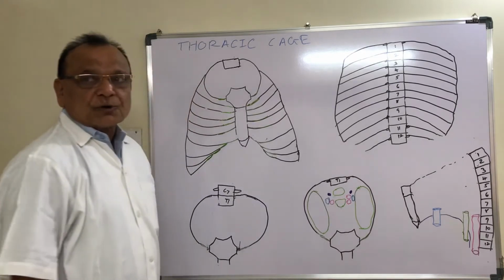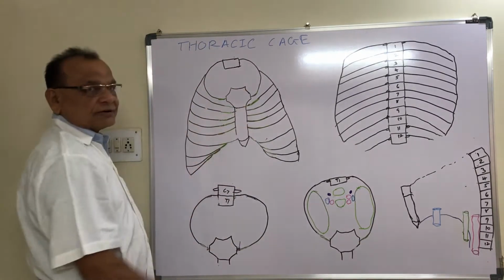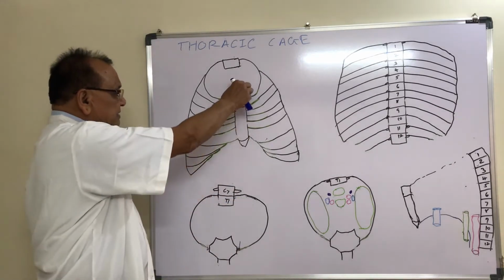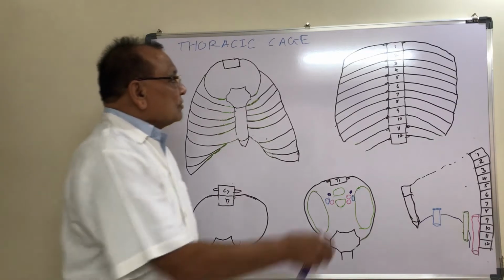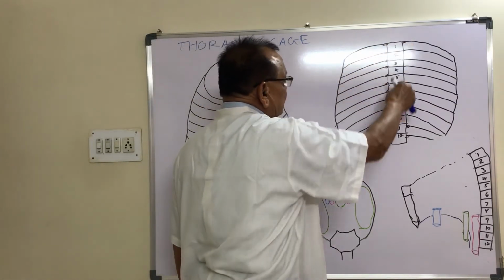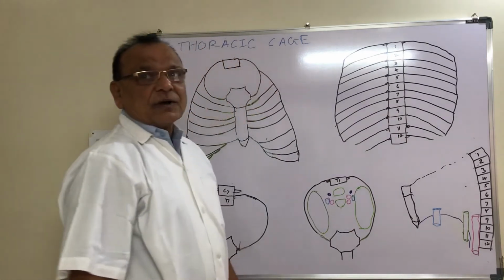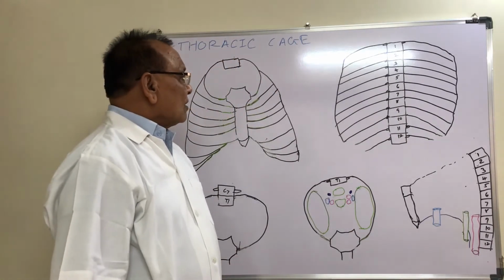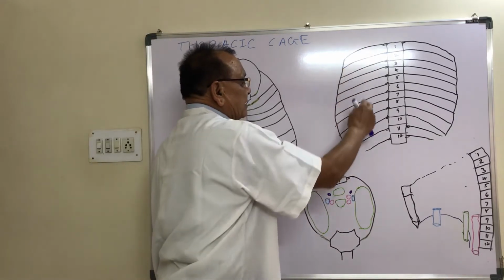In the front view of the thoracic cage, the anterior midline bone is the sternum. In the posterior view, the posterior midline bones are the 12 thoracic vertebrae. Laterally on each side, you will get the 12 ribs.